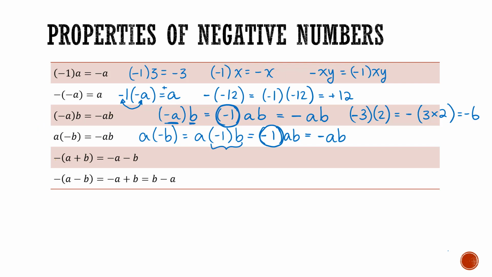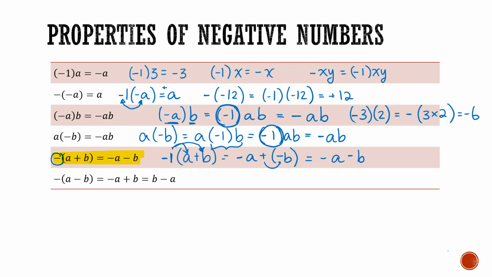Next, we have this rule where we have negative times, in brackets, a plus b is equal to -a minus b. Now, once again, let's think of this lone negative as -1. So this is the equivalent of saying -1 times a plus b. From here, we use the distributive rule, also talked about in our previous video. And so we multiply -1 times a, we get -a, plus -1 times b, we get -b. This then becomes -a, and adding a negative value is the same as subtracting.